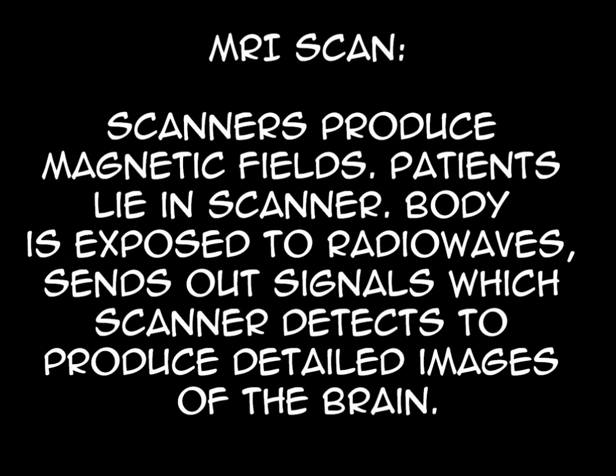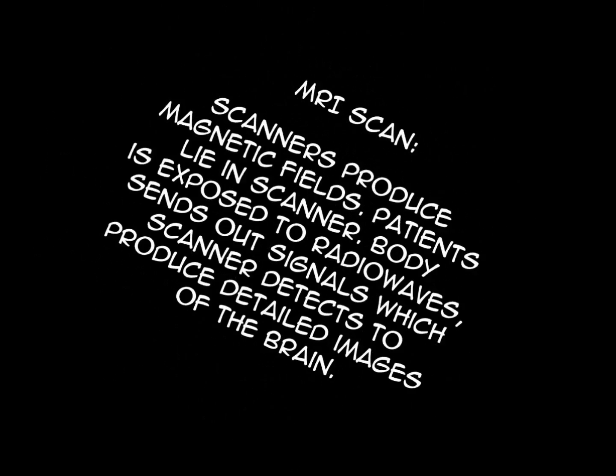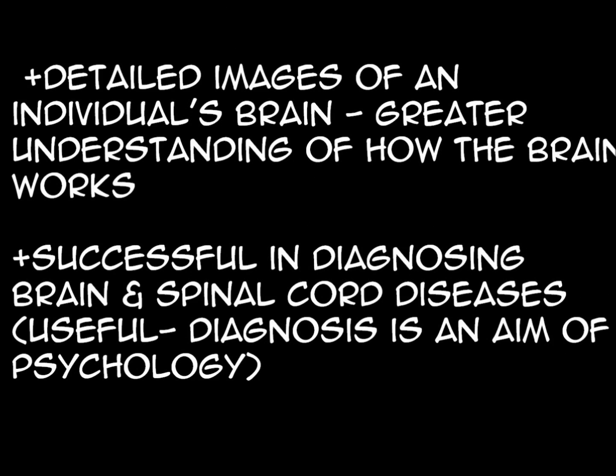Next you have an MRI scan. This is where scanners produce magnetic fields, and the patients lie in the scanner. Their body is exposed to radio waves, which sends protons out of alignment, and as they realign, this sends out signals which the scanner detects to produce detailed images of the brain. It produces detailed images of an individual's brain, which gives us a greater understanding of what the brain looks like and how it works, which is useful. And it's also been successful in diagnosing brain and spinal cord diseases.